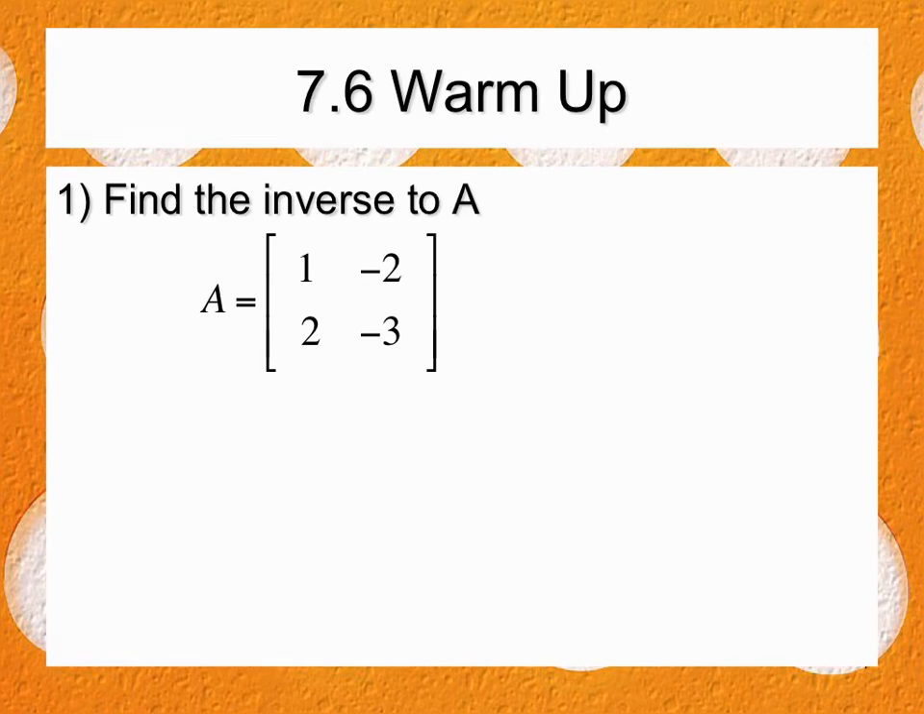Okay, so in 7-6, we talked about finding the inverse of a 2x2 and a 3x3 square matrix. And then we talked about how you could check to see if it's the actual inverse: multiply them together in both directions. So if I had A and then the inverse to A, multiply A times A to the -1, and you should get 1, 0, 0, 1, and then flip it, A to the -1 times A, and you get 1, 0, 0, 1.